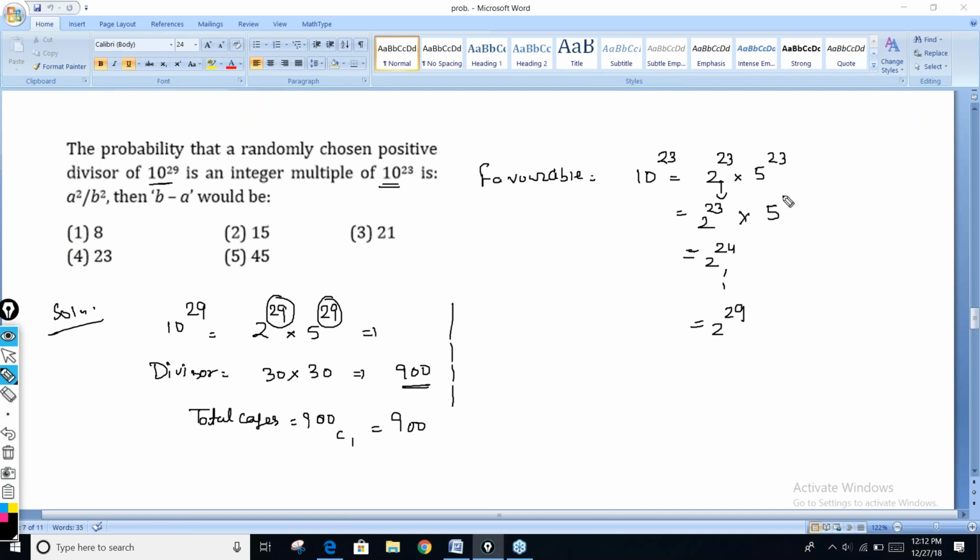Similarly, the power of 5 should also be a multiple of 5 raised to power 23. You cannot say only 23 and then 46. 24 is also a multiple of 23. Similarly, it can be till 5 raised to power 29. So how many choices? From 23 to 29, how many choices are there? 7. Similarly, how many choices are there? 7. So favorable factors are 49. So favorable are 49 and total are 900. So what is the answer?